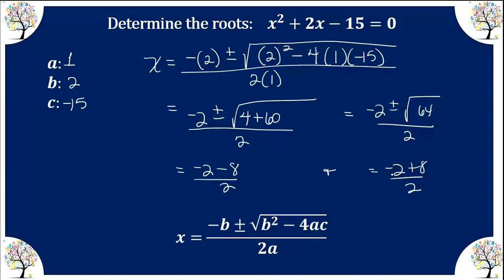So here's where the 2 roots are coming from. So negative 2 minus 8, that's negative 10 over 2, which gives us negative 5. And then we have 6 over 2, which gives us 3. So our 2 roots are negative 5 and 3.